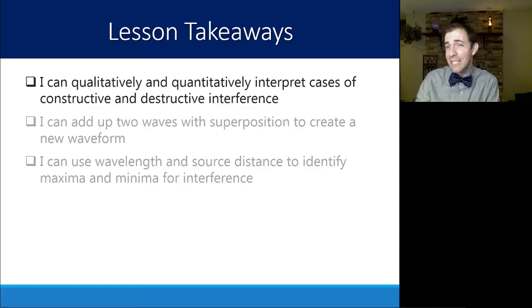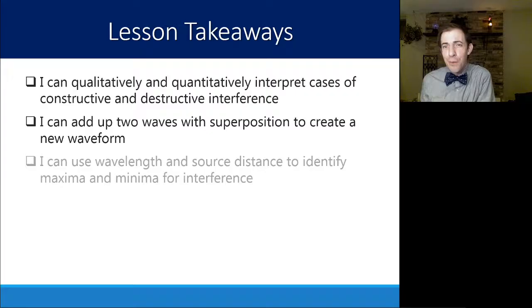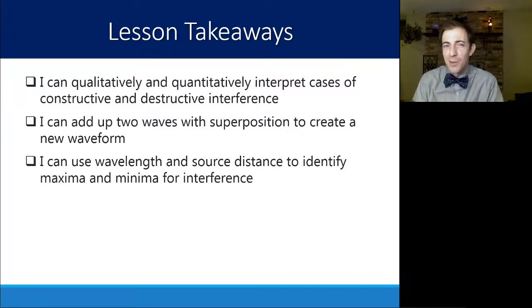So the main takeaways here in this video: you should be able to qualitatively and quantitatively interpret cases of constructive and destructive interference. And it's really nice to be able to draw some sort of diagram representing what that looks like. You should be able to add up two waves with superposition to create some new waveform, like we did with all of those points to create that funny looking wave. That was a combination of the two. And you should be able to use wavelength and source distance to identify whether it is a maximum or a minimum location based on that path difference and wavelength.